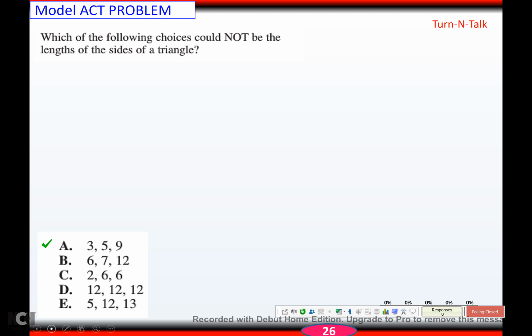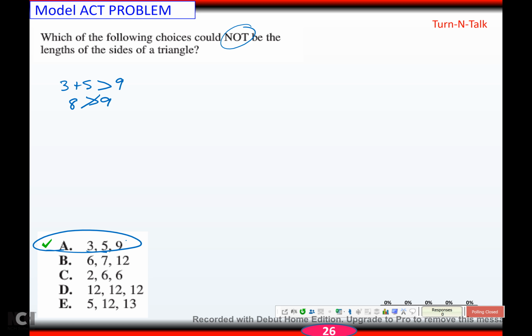And hopefully you got A. It says, which of the following choices could not be the lengths of the sides of a triangle? Well, again, if I take the two smaller sides, 3 plus 5 has to be greater than 9. 8 is not greater than 9. So, boom, right off the bat it fails.